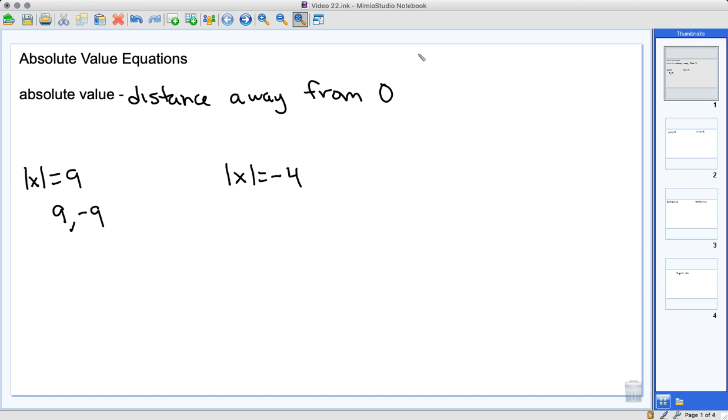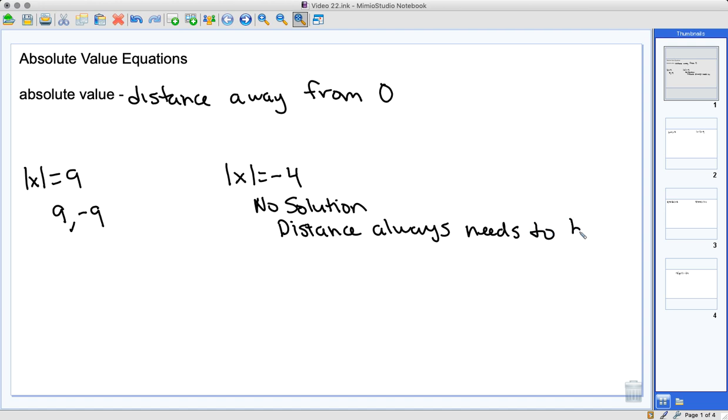If you look at the second one, this says absolute value of x is equal to negative 4. When we talk about distance, we always talk about distance being positive. So this is a no solution. The reason why is distance always needs to be positive. All right, so those are the easy problems. Now we're going to make them a little bit tougher.